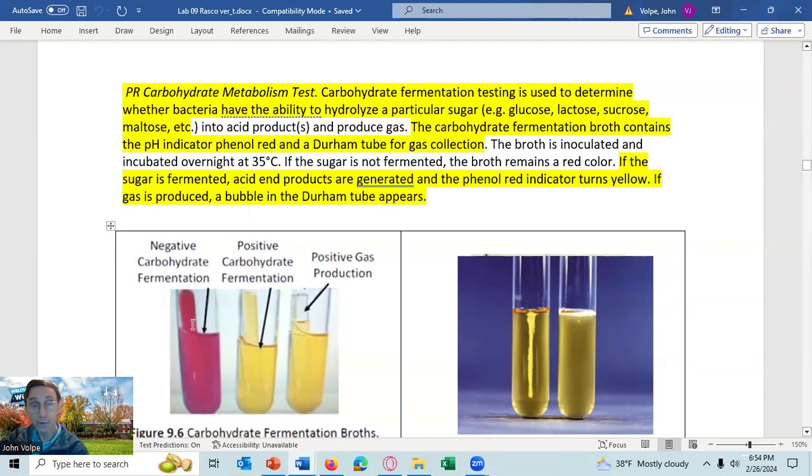The tube also has an inverted Durham tube. That's that little tube inside. It's filled with media. If the fermentation can produce a gas, you'll see a bubble that'll be made in the tube. And you'll only get the bubble if fermentation occurs. Any question about any of that? All right. So that's the carbohydrate fermentation test.